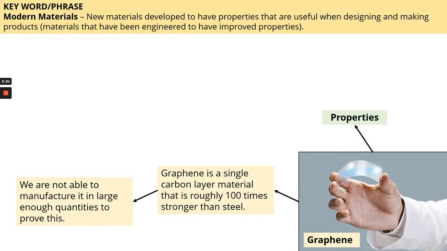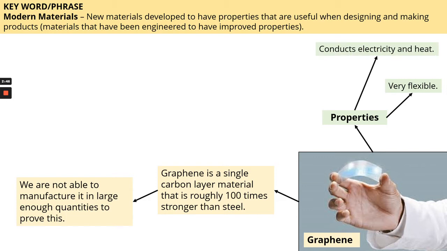So it's got several properties. The first one is that it's very flexible. Even though it's strong, you can flex it and it's got a lot of give to it. You can mold it and it has a lot of impact resistance. It also conducts electricity and heat, which is a very useful property in terms of thinking about using it for different products.